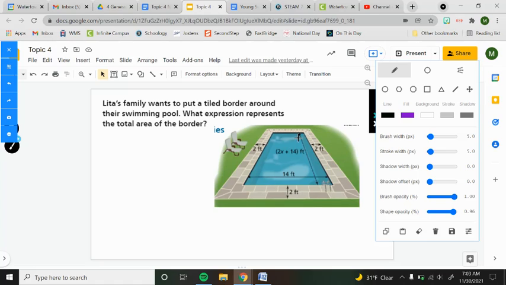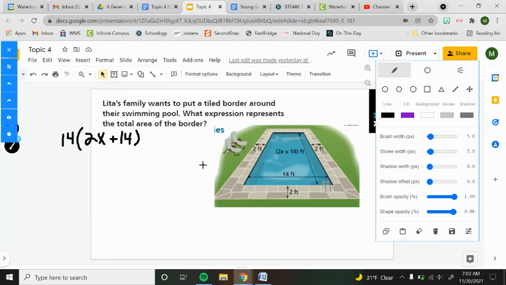the different lengths here. Okay, so let's look first at how we're going to figure out the area of each thing. So the area of the water, if you look just here, it looks like it's 14 by 2x plus 14. Okay, so we're going to do that first. So we're going to go 14 times 2x plus 14. Okay, so this is for the pool.